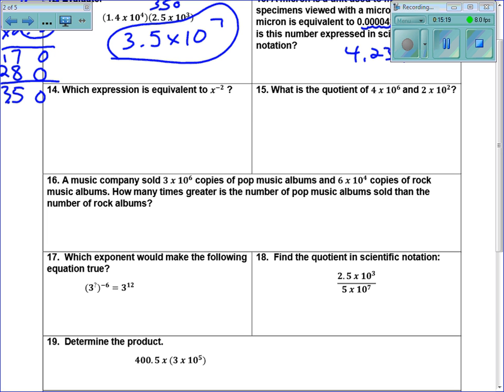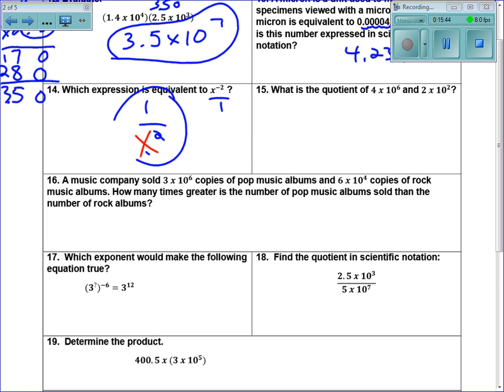X to the negative second, find the reciprocal. That would be 1 over x to the positive second. And that's it. That's all we're looking for. Nothing else we can do. And I can't remind you enough that x does not equal 1. There's an invisible 1 in front of the x, but x does not equal 1. But for this one, all we wanted was 1 over x squared.